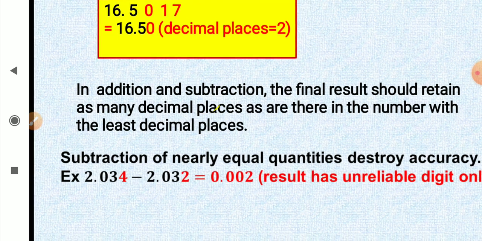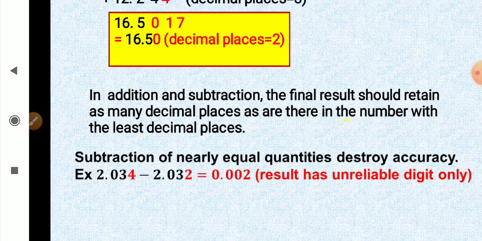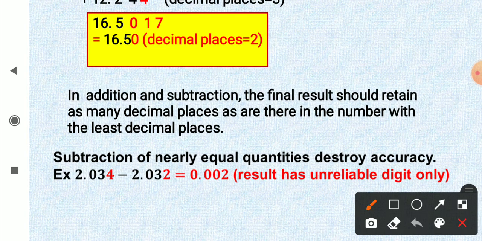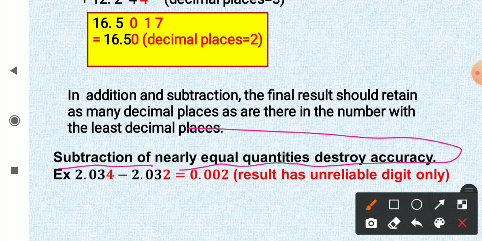A very interesting outcome of this addition and subtraction is here. The subtraction of nearly equal quantities destroys accuracy. So if two quantities are very close, then their difference will destroy the accuracy. Let's see how.